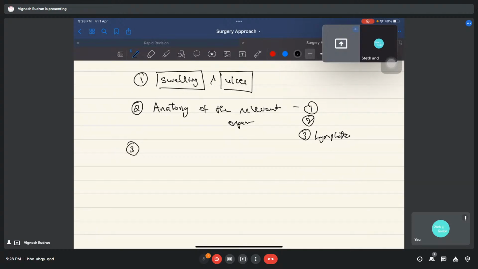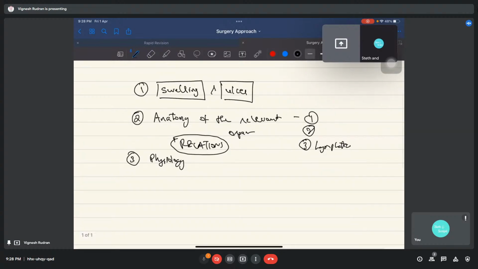And then three, you'll have a little bit of physiology of the organ. Along with this anatomy, you need to know relations. This is the most important thing, relations, because any kind of problem in surgery where you enter, you need to know what are the surrounding structures so that you don't damage them and you find the correct structure. Okay, so this is the strategy to approach your surgery theory as a whole.